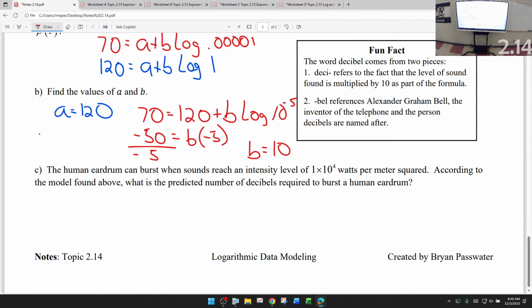Find the values of A and B. That's all I had to do. Yes. How did you get rid of the B? You have 120 equals A plus B times log of 1. Log of 1 is 0. 0 times B is 0. Well, I was just wondering, wouldn't that be B to the 1 to the B? Well, this is B times log of 1. You can put the B up there, but then you got to pull it back down.